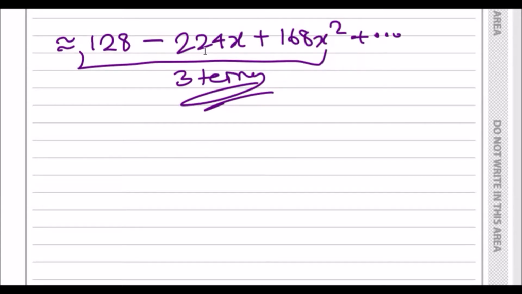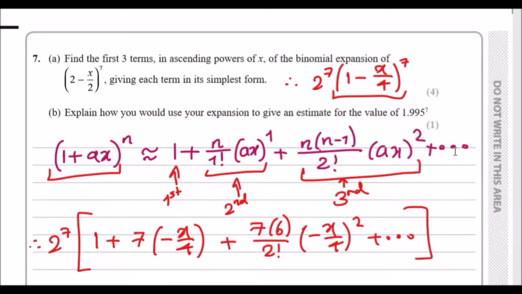128 minus 224x plus 168x squared. And you can just write plus dot dot dot, indicating that of course it goes on for more terms, but we just want the first 3 terms, and voila. Now B, let's finish this off here. Explain how you would use your expansion to give an estimate for the value of 1.995 to the power 7.